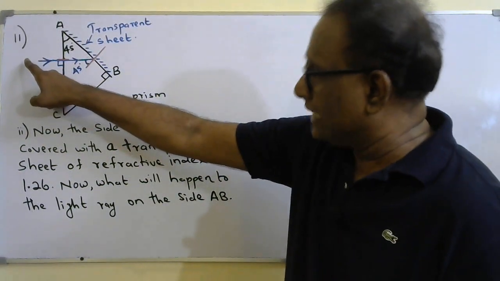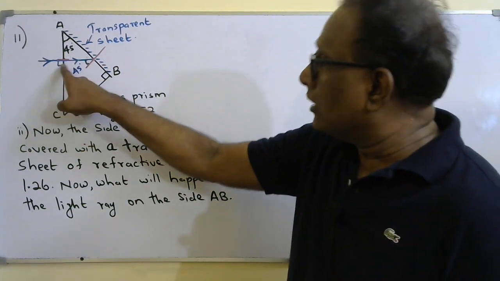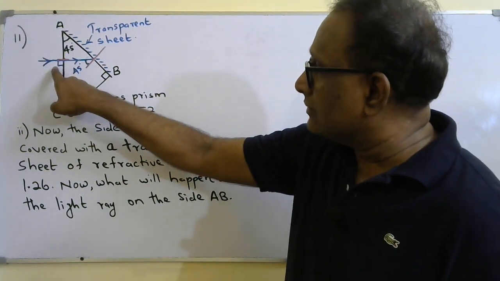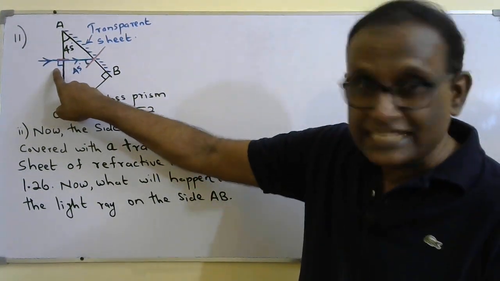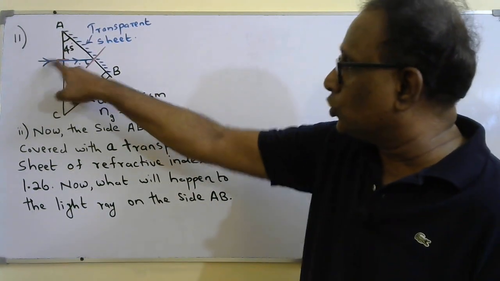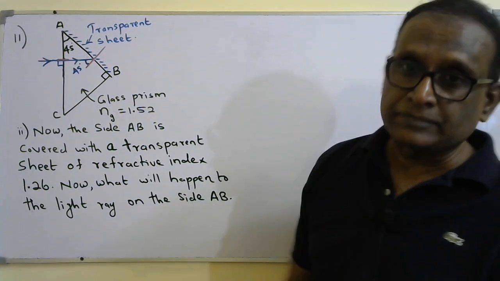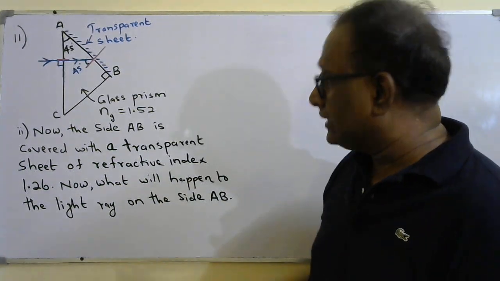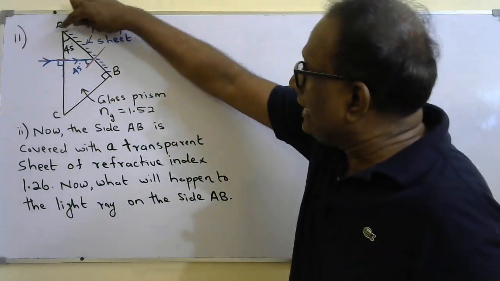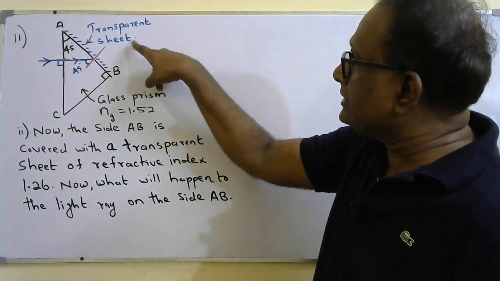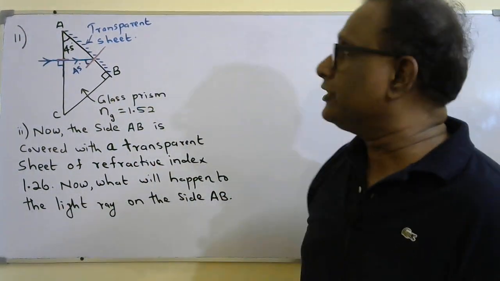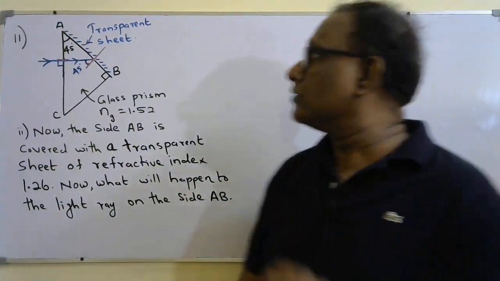Here also, in the same question, the light is emerging into glass from air such that the angle of incidence is 0 degree, perpendicular to the boundary, so no refraction here. The angle of incidence here is 45 degree, I already explained in the first part of question number 11. This is the second part. Now this side AB is covered with a transparent sheet of refractive index 1.26. Now what will happen to the light rays?